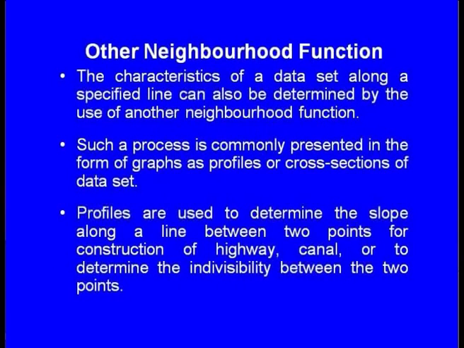Other neighborhood functions. The characteristics of a data set along a specific line can also be determined by the use of another neighborhood function. Such a process is commonly presented in the form of graphs or profiles or cross sections of the data set. Profiles are used to determine the slope along a line between 2 points for the construction of a highway or a canal, or to determine the intervisibility between 2 points.